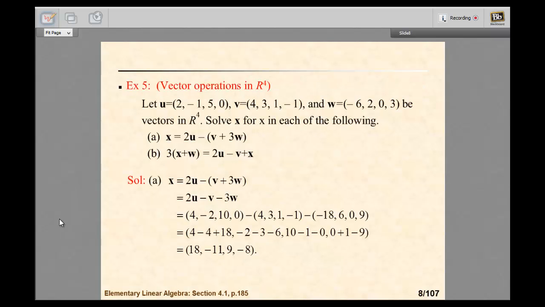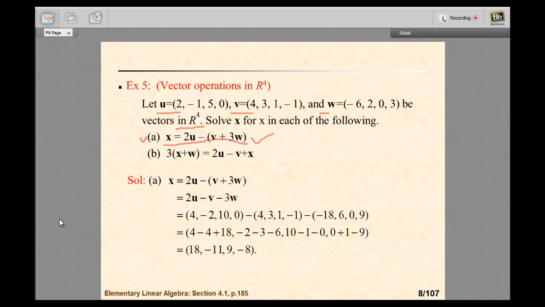Similarly, let's see some examples of vector addition and multiplication. There are three vectors u, v, and w in R4. You have to find the value of x. There are two questions, question A and question B. The value of x will be equal to 2u minus (2 minus v) plus 3w.